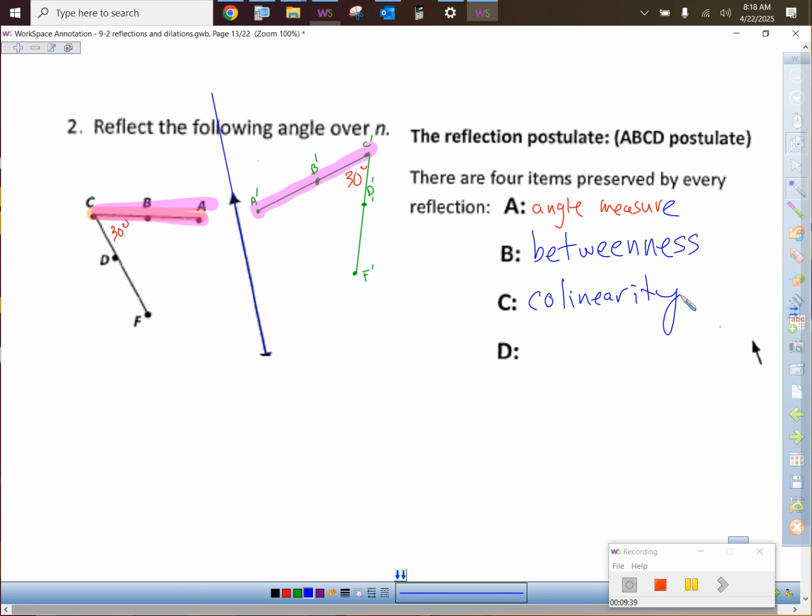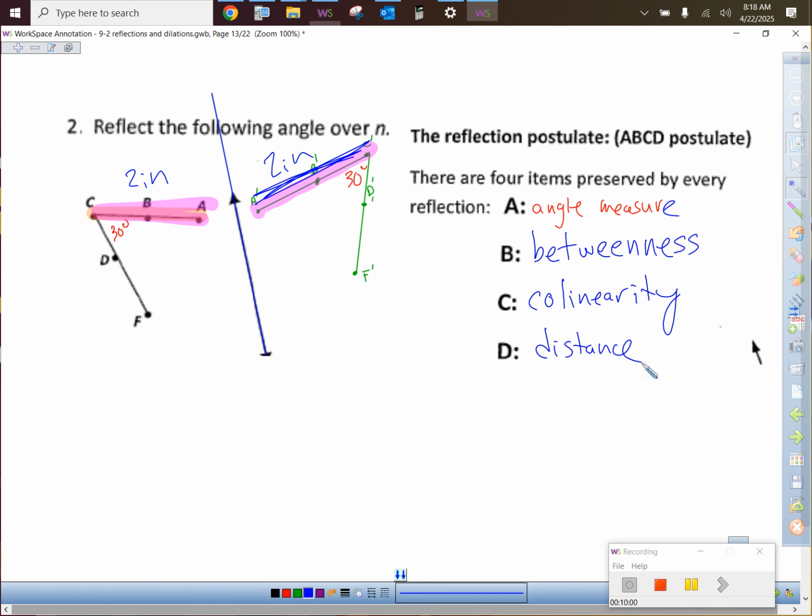And then D. If this measured 2 inches, what do you think about this? How much should that measure right here? 2 inches. Take a wild guess what D stands for. The distance is preserved. The ABCDs: angle measure, betweenness, collinearity, and distance. Yes, they have to be spelled correctly for you to get credit on your test. And it's 100% a test question. It is also a quiz question when we take our quiz.